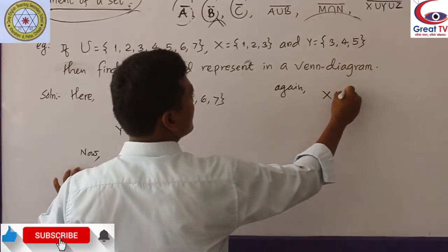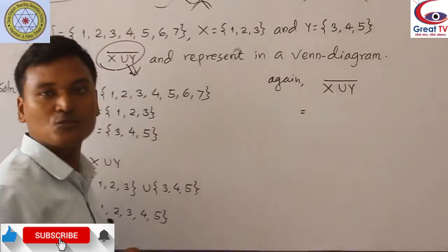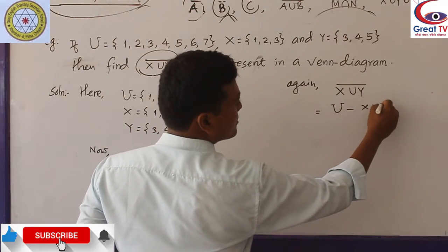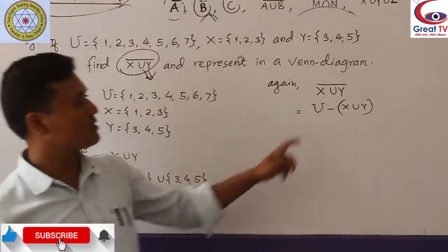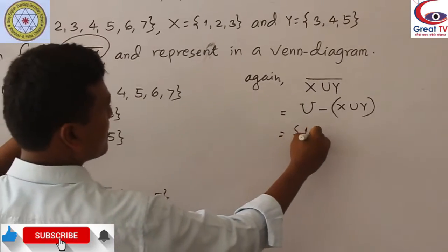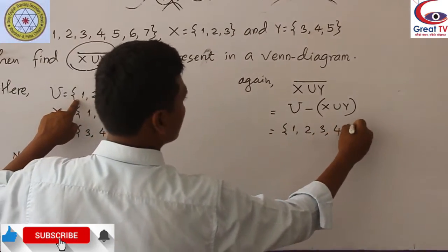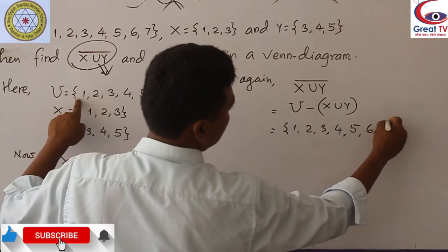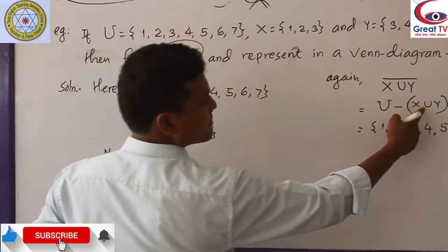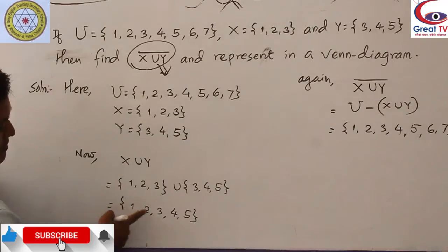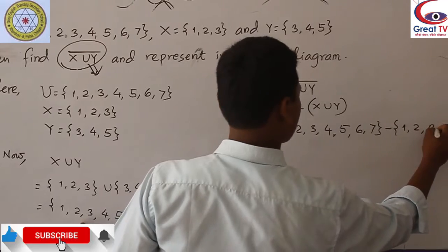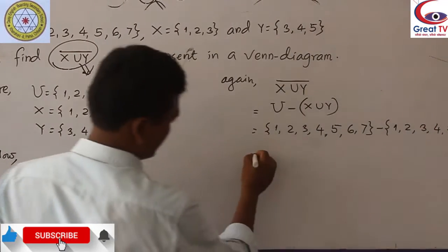We should calculate X union Y complement. How do we get X union Y complement? Universal set U minus X union Y. Write X union Y because this is the same set inside the bracket. Elements of U are 1, 2, 3, 4, 5, 6, 7, minus X union Y, which we just calculated: 1, 2, 3, 4, 5.